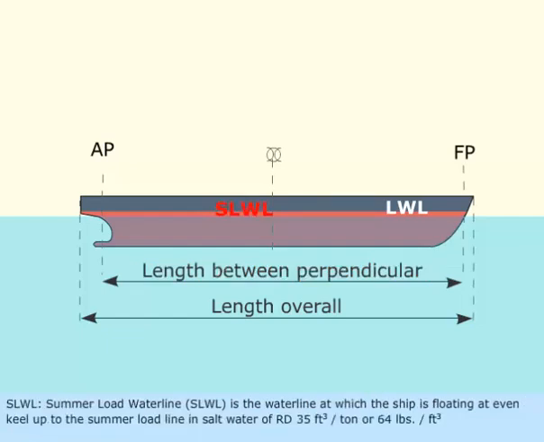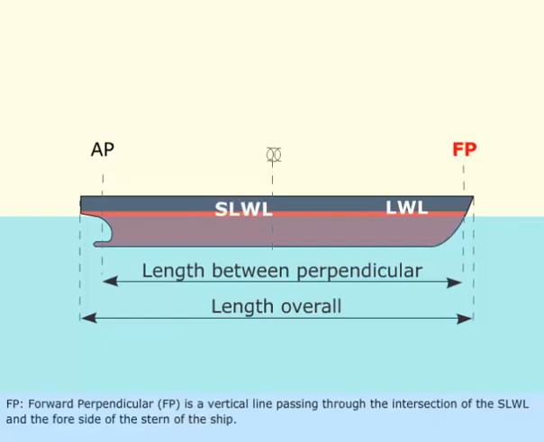SLWL, summer load waterline. SLWL is the waterline at which the ship is floating at even keel up to the summer load line in salt water of RD 35 cubic feet per ton or 64 pounds per cubic feet. FP, forward perpendicular. FP is a vertical line passing through the intersection of the SLWL and the foreside of the stern of the ship.